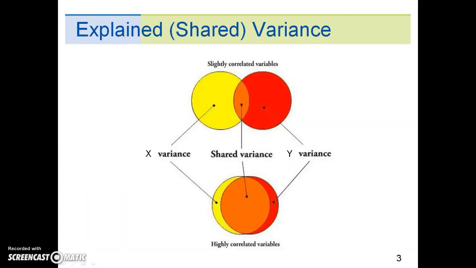From a visual perspective, the two circles on the top show a slightly correlated variable. The orange part in the middle is the shared or explained variance. In the picture on the bottom, there's a lot more overlap. So these are highly correlated variables, so there's a higher quantity of shared or explained variance.